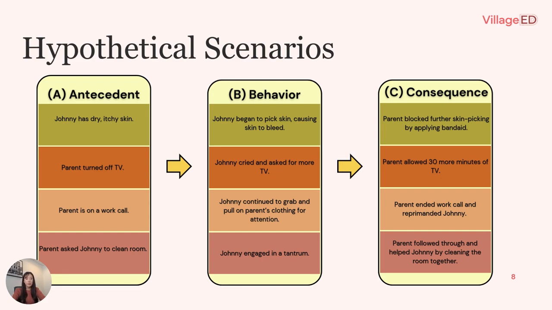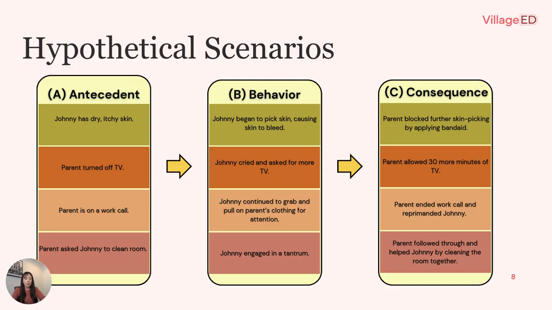The third scenario says A, parent is on a work call. B, Johnny continued to grab and pull on parent's clothing. C, parent ended work call and reprimanded Johnny. So if I start to see a pattern here where Johnny continues to engage in this grabbing and pulling whenever mom is on a work call, and I see mom ending the work call to reprimand Johnny, I can confidently say that Johnny is engaging in these behaviors for attention because, again, even negative attention is attention.